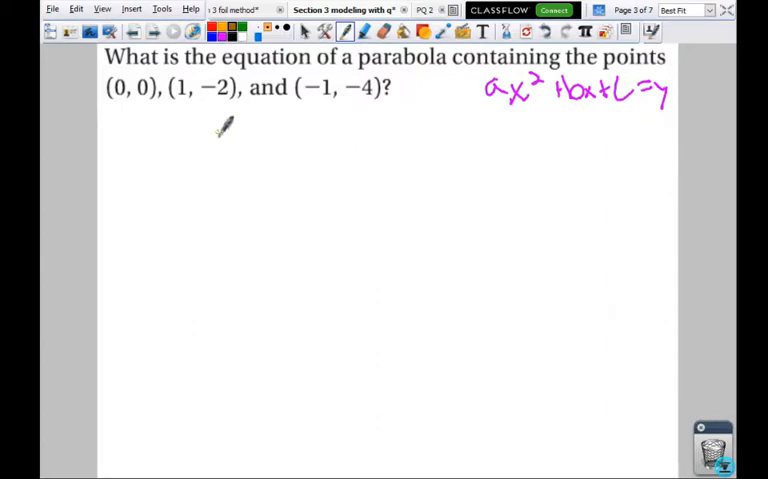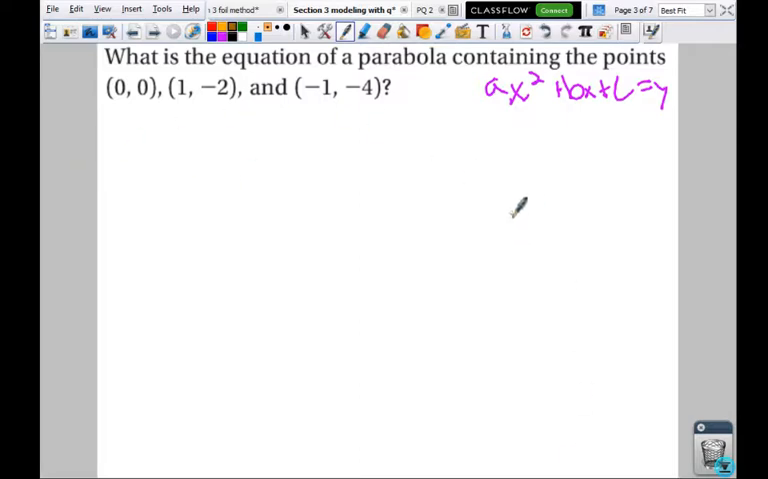Which one's the C? There's no C number we're plugging in, so it's just going to stay as C. Where does the C come from? When you plug it into the matrix, it'll be the 1, because in standard form, if there's no number there, it's just 1.